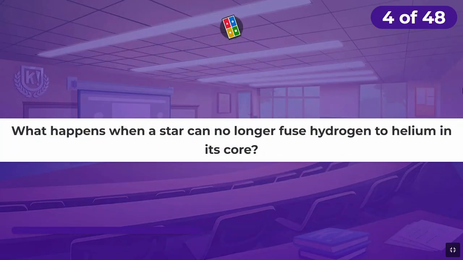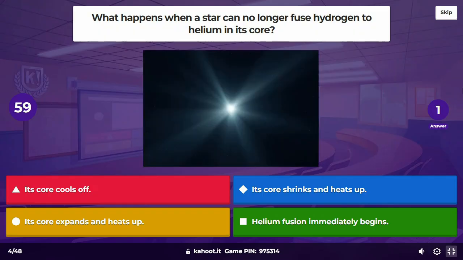But what happens when you don't have hydrogen left in your core and there's just a bunch of helium now? What happens? We haven't talked about this yet, but you should be able to use some of the knowledge that you've gained to come up with a hypothesis as to what happens for the core of that star.